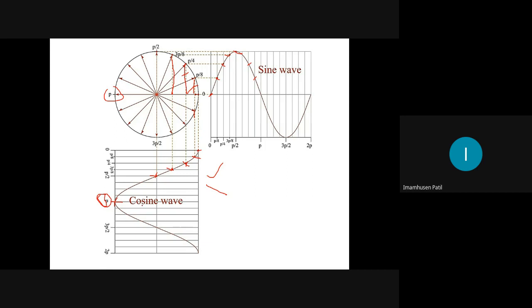You can see here the cosine wave is maximum at 180 and 0 degrees. Cos 0 is 1 and cos 180 is magnitude 1. This will be maximum. But here sine 0 and sine 180 are 0. That's why it is 0. So horizontal distances represent the cosine wave and vertical distances represent the sine wave. That you remember.